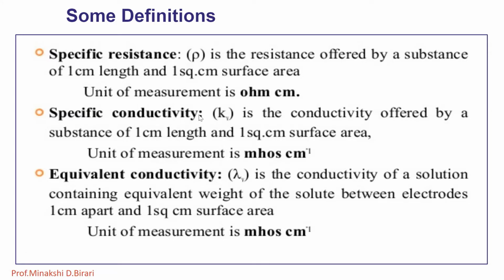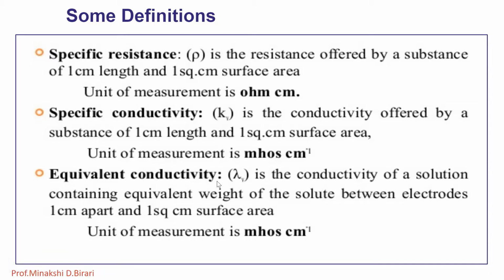Specific conductivity. Now what is specific conductivity? It is the conductivity offered by a substance of 1 centimeter length and 1 square centimeter surface area. So specific conductivity is the reciprocal of resistance, offered by a substance of 1 centimeter length and 1 square centimeter surface area. So the unit of measurement is mho per centimeter.